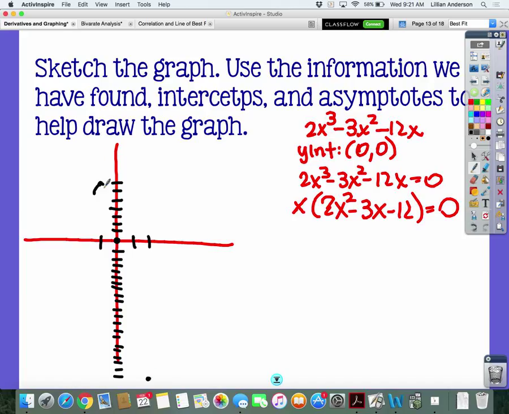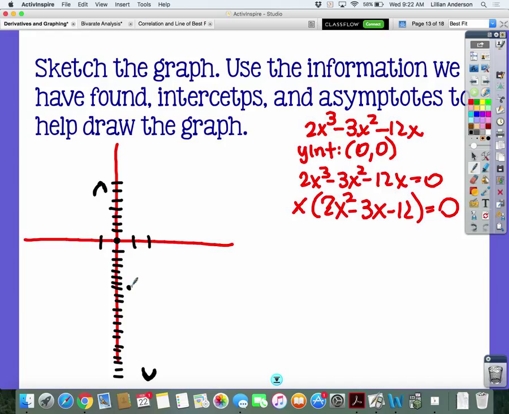So we have a max, we have a min, and we also have an inflection point. Where's the inflection point? I know it was 1/2, negative 13 over 2, which is basically negative 6.5. So at this point right here, the graph is going to change from being concave down to concave up.